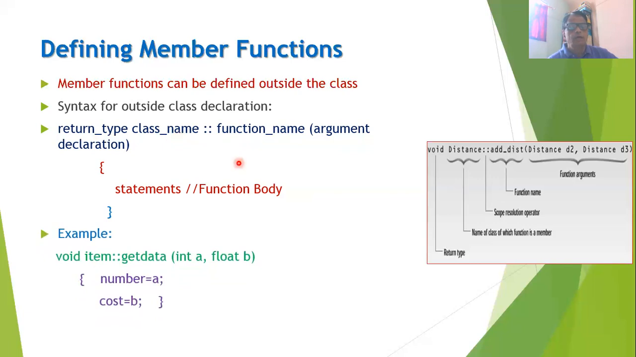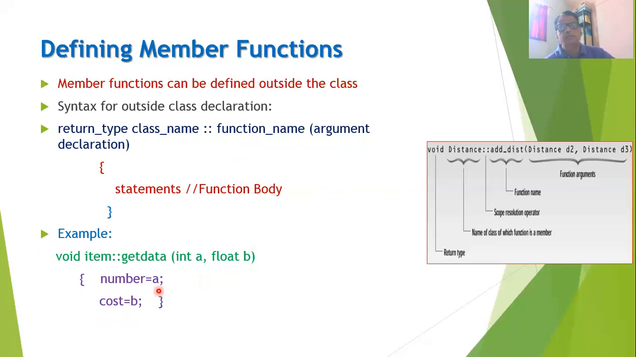Say, for example, I want to define a function getdata outside the class. Then I simply write it like this. Suppose my return type is void. Suppose the class name is item. Then I put a scope resolution operator, then the function name, getdata. And suppose there are two arguments: the first argument is a, of type integer, and the second argument is b, of type float.